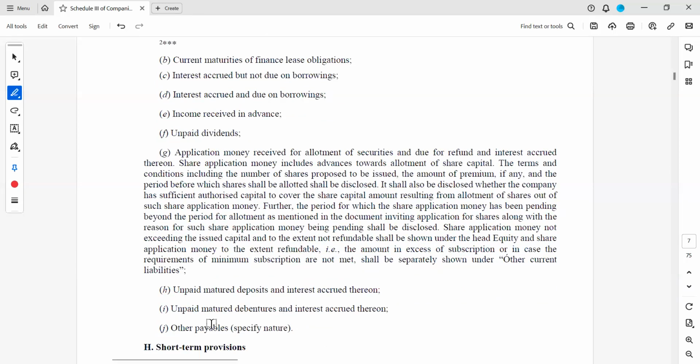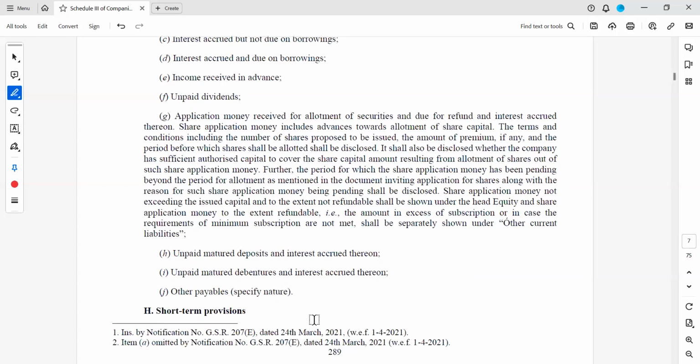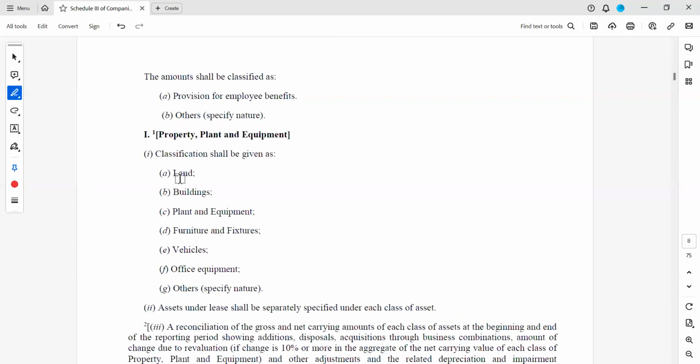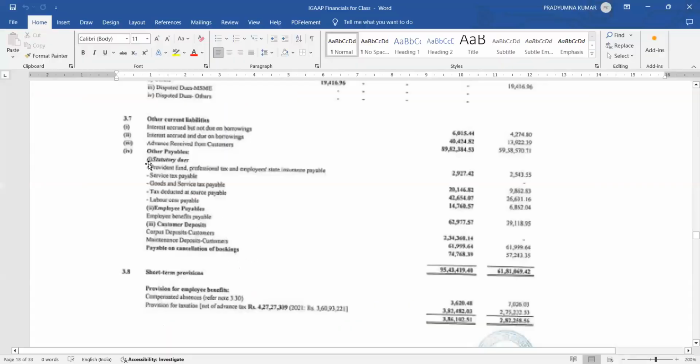Unpaid matured deposits and interest thereon, unpaid matured debentures and interest accrued thereon, other payables, short-term provisions. Under short-term provisions, the amount shall be classified as provision for employee benefits and others. See, statutory dues, other payables: statutory dues, employee payable, and customer deposits. There are certain deposits, corpus deposit, maintenance deposits, whatever is there, they have specified it separately. Okay. And here, short-term provisions, provision for employee benefits, they have given here also.